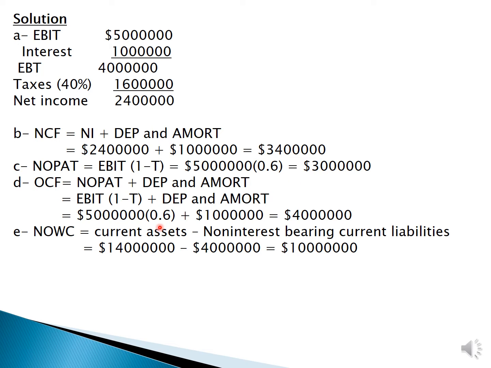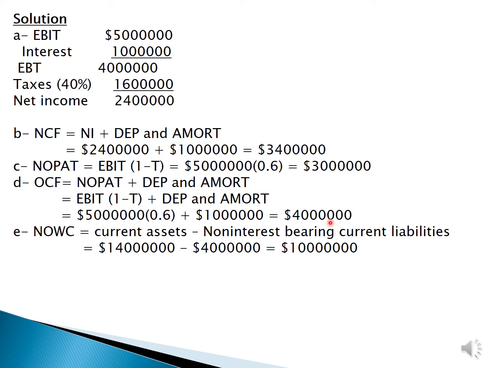Number D, he was asking about what was its operating cash flow, OCF. Also, we took this law in the previous lecture. It's the NOPAT plus depreciation and amortization. And we are going to put the NOPAT, we already got it in C, plus the depreciation, we are going to get 4 million. Number E is asking about what was its net operating working capital, NOWC.